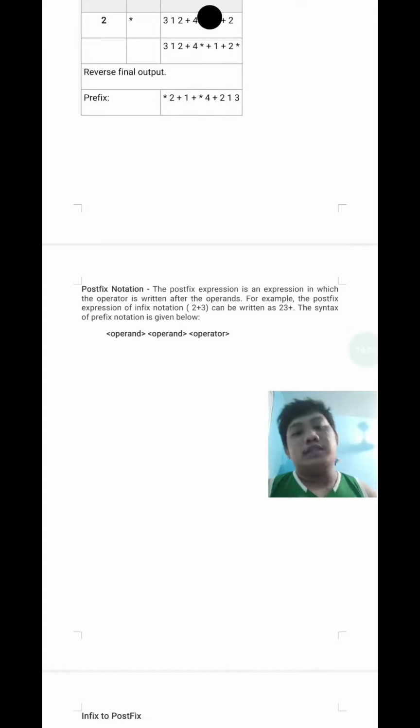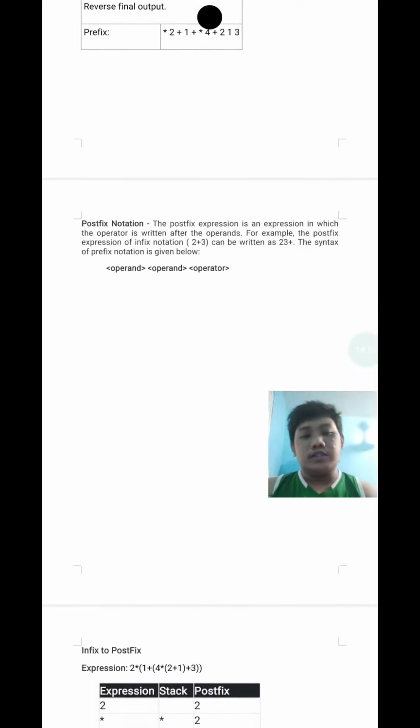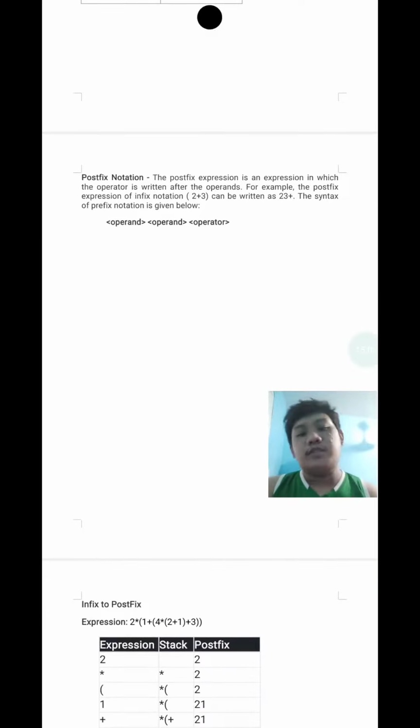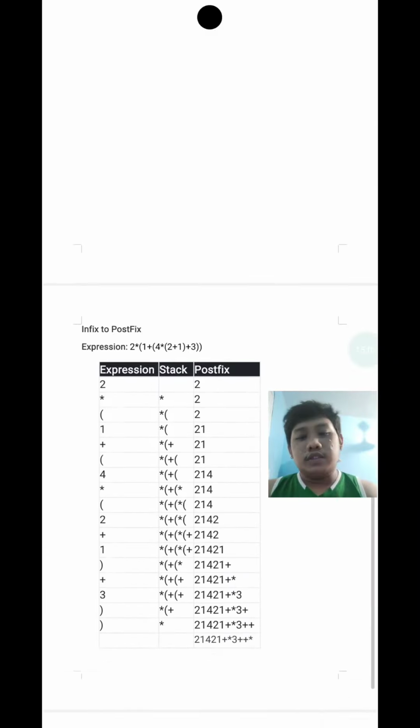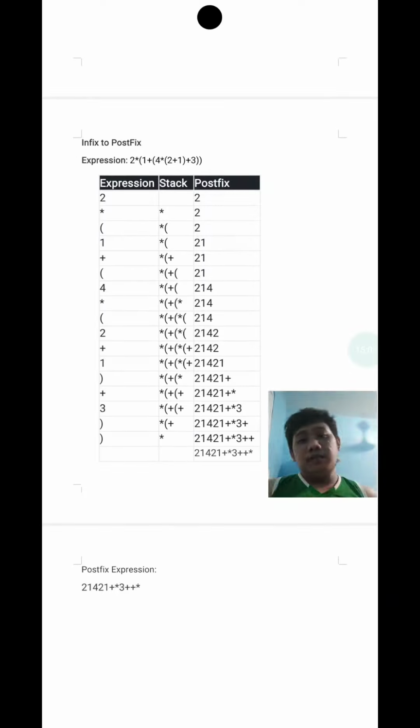So our operator is at the last, in the end. Now that we understand, let's go to our example of infix to postfix. Here is also an expression, like our infix to prefix. But our conversion now is infix to postfix.